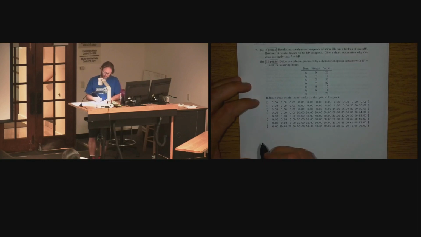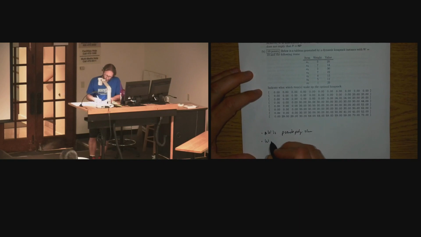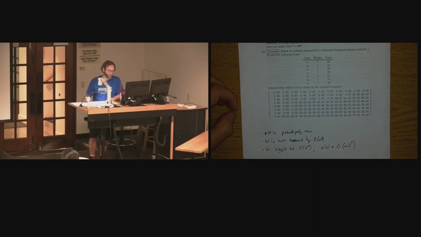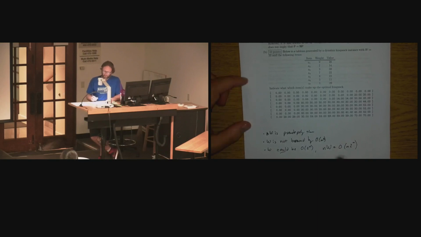The explanation is that NW is pseudo polytime, right? W is not bound by order n to the k. W could be order 2 to the n, in which case NW is going to be order n2 to the n, right? Exponential. In other words, it's not polynomial. It is pseudo-polynomial, fake polynomial. Okay?